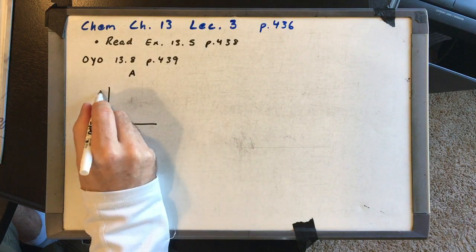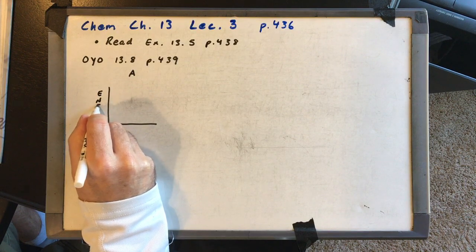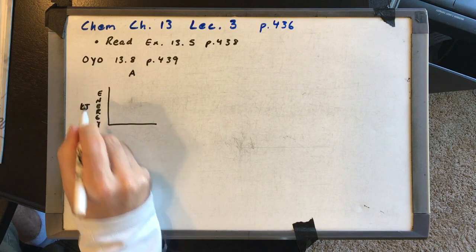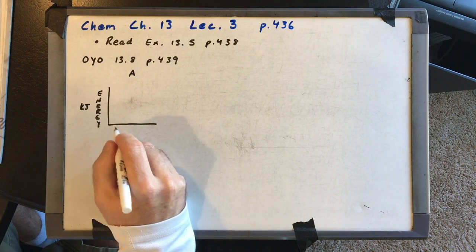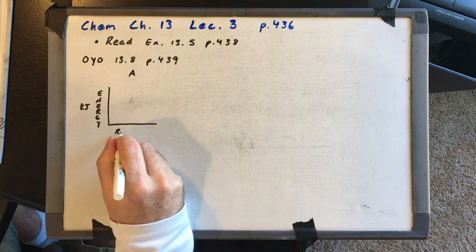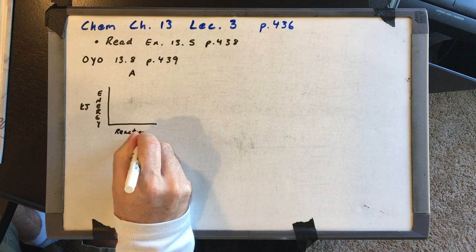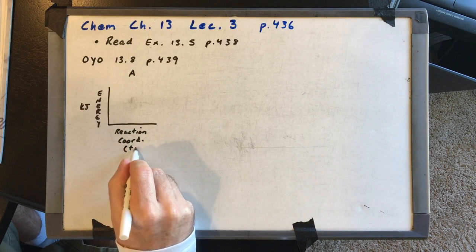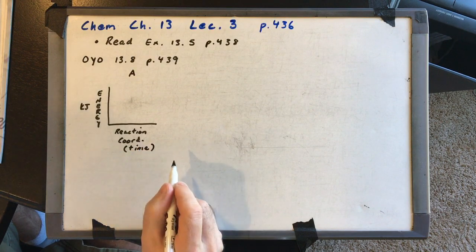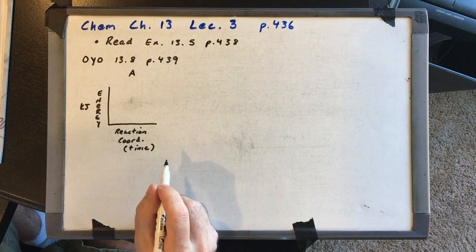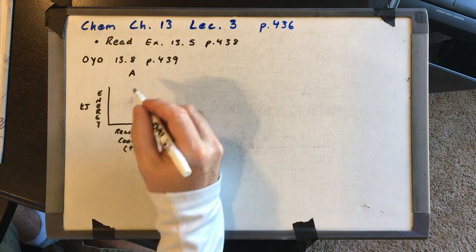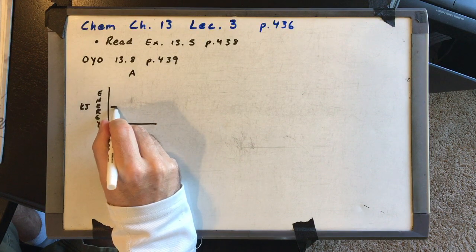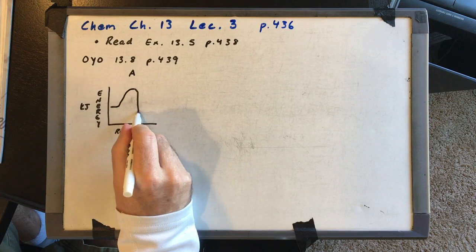On the y-axis, we have energy. And the unit is going to be in kilojoules. And the x-axis, what the text calls the reaction coordinate, but really, that's just time. So we're plotting energy versus time. So it says in reaction A, it's hard to start. What that means is it has a really high activation energy. So that reaction would look something like this.